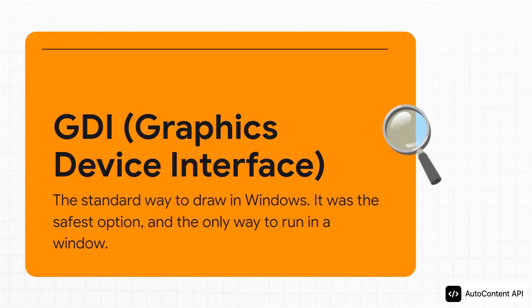Now, the video options were where things got really interesting. The default, safe option was GDI. This was the standard, by-the-book Windows way to draw stuff on the screen. It was guaranteed to work, and it was the only way you could play Quake in a window on your desktop. The big downside? Oh yeah, it was also the slowest.